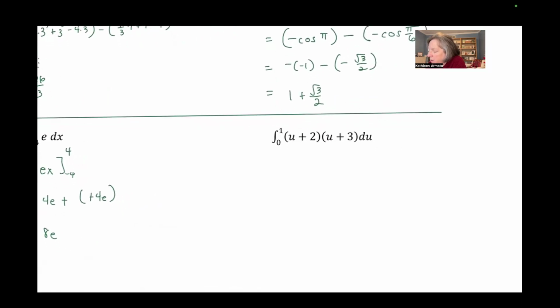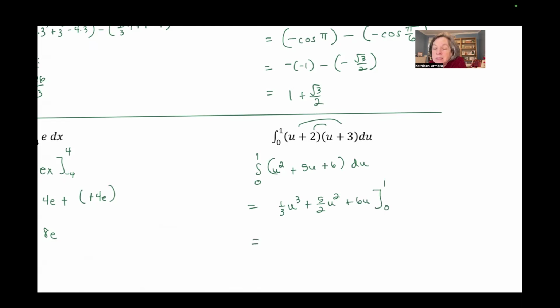The integral of u plus 2 times u plus 3. You got to do something before you can integrate. Hope you remember you have to FOIL. So that you can use the power rule, you have to have a sum of powers. When we have a product of two functions, we can't just integrate each function and then multiply their antiderivatives together. So u squared, 2u and 3u is 5u plus 6. So that's 1/3 u cubed plus 5 halves u squared plus 6u from 0 to 1.